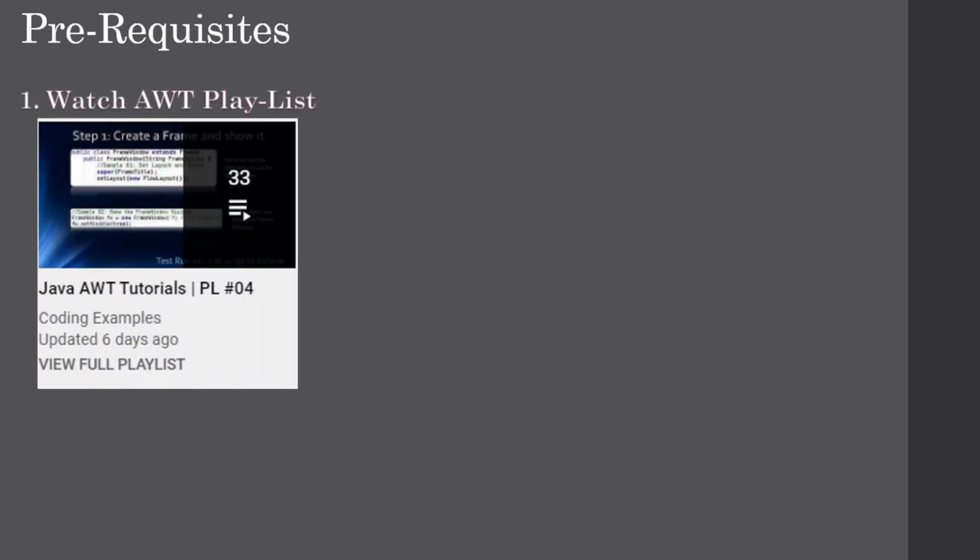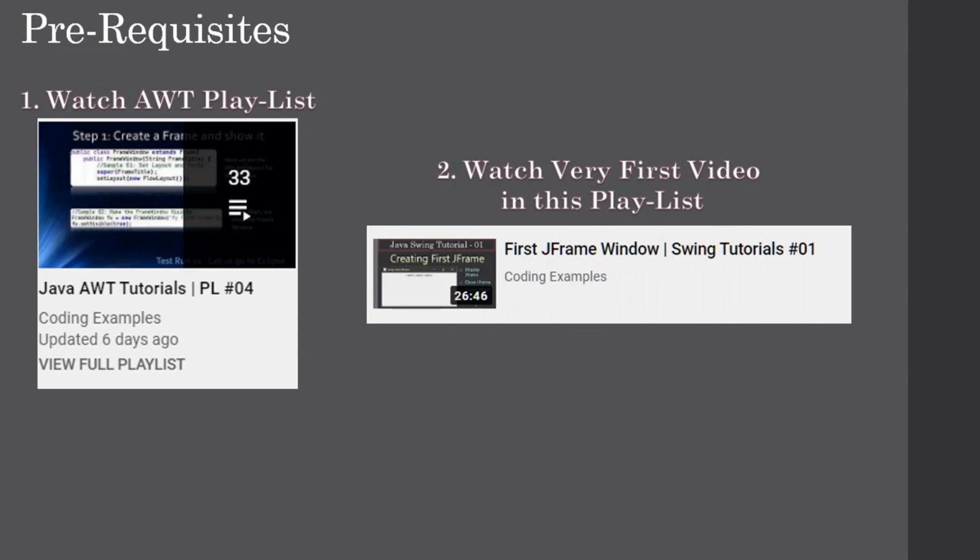Here, the AWT playlist is optional, but if you watch this, you will get hands-on experience and your Swing tutorial will go easy. The very first video in this tutorial is the base video. Here we create a frame window. And on top of this frame window, we will place all of our other Swing components. So in this video, we will place our JToggleButton on top of this JFrame window.